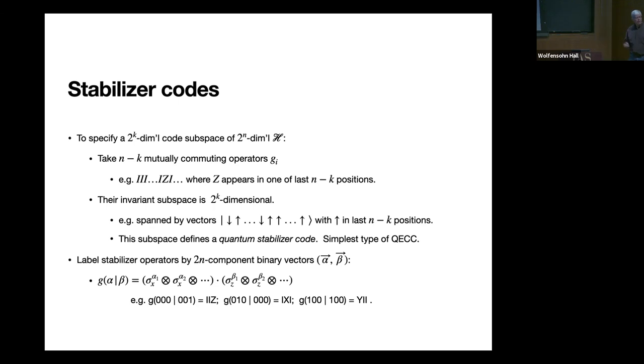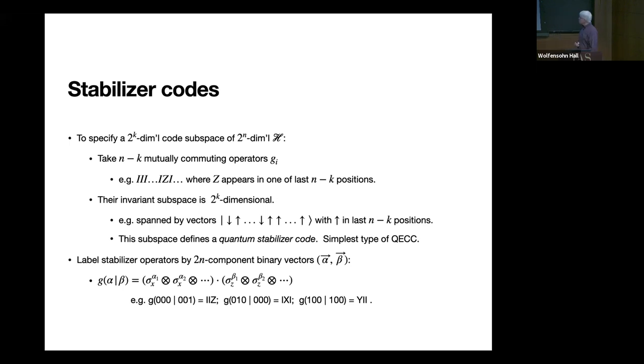Okay, that's the most natural way to define the subspace of Hilbert space, by projection. And so if we do this with these n minus k operators with a sigma z in the last n minus k positions, that's going to force all the last n minus k spins to be up. And this will be my code subspace: general vectors where the spins are doing anything they want in the first k positions, but they're all up in the last n minus k. So that's a code subspace. That's a very simple, trivial example of a quantum stabilizer code.